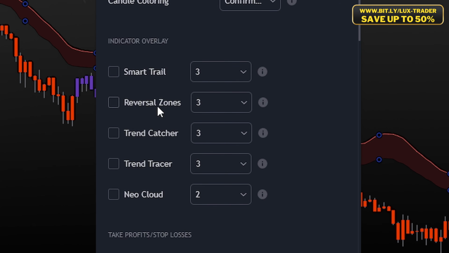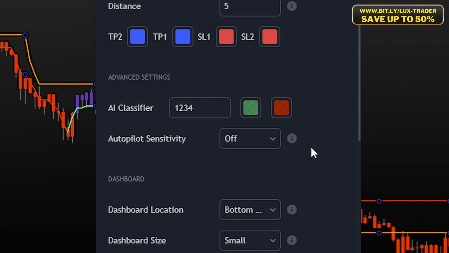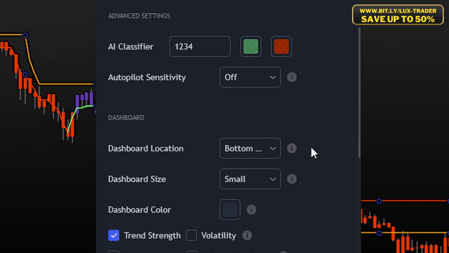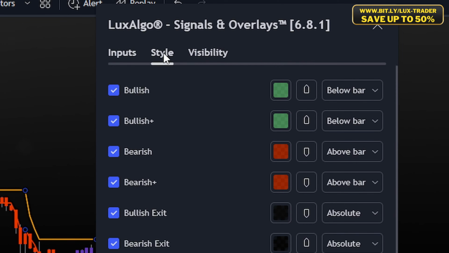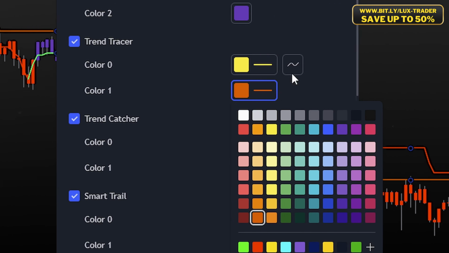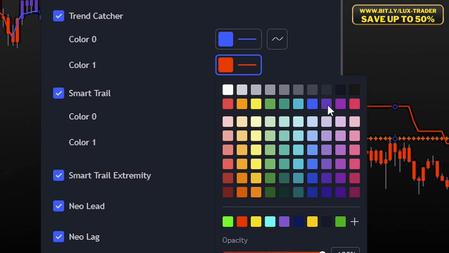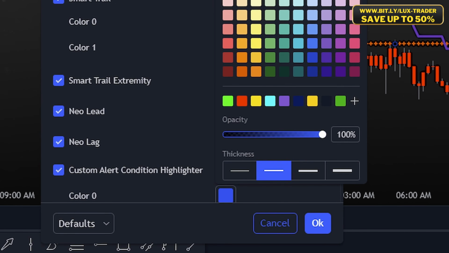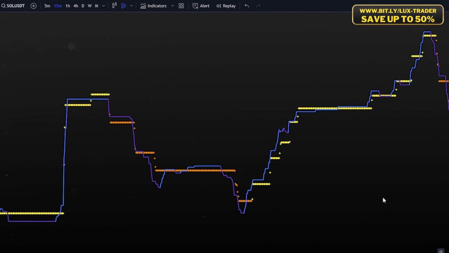We are going to use the Trend Catcher and the Trend Tracer, so enable both options. For this strategy, we are not using candle coloring as an entry condition. However, within the advanced settings, you can set the autopilot sensitivity to midterm if you prefer. Alright, now let's head over to the Style tab and change the colors for the trend tracer to yellow and orange. For the line type, choose the option with crosses right here. Next, change the colors of the trend catcher to blue and purple, and make the lines thicker to increase their visibility, just like this.